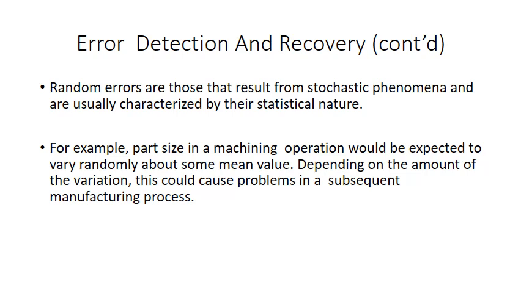Random errors are those that result from stochastic phenomena and are usually characterized by their statistical nature. For example, part size in a machining operation would be expected to vary randomly about some mean value. Depending on the amount of the variation, this could cause problems in a subsequent manufacturing process.